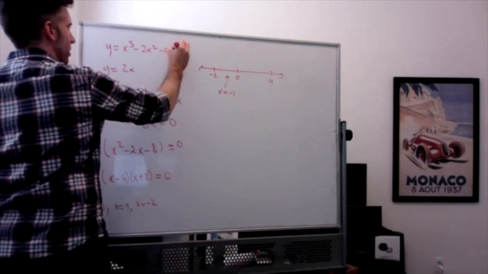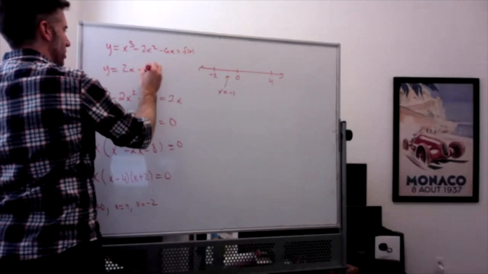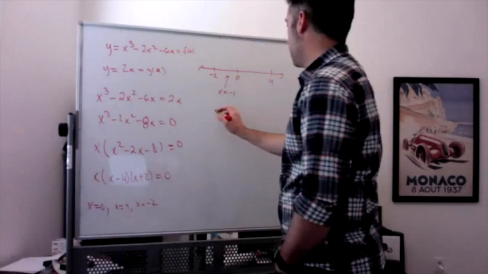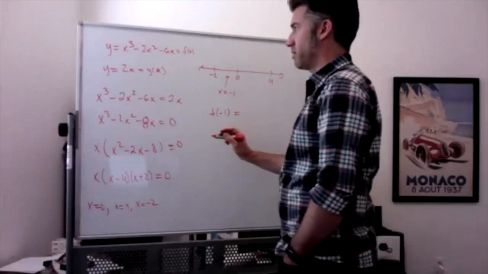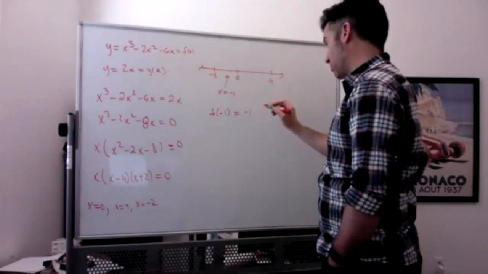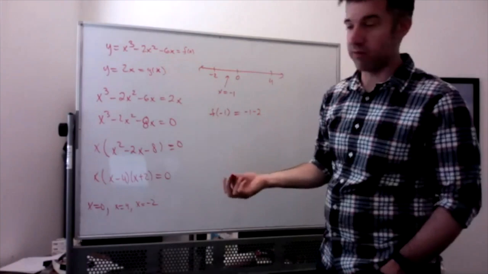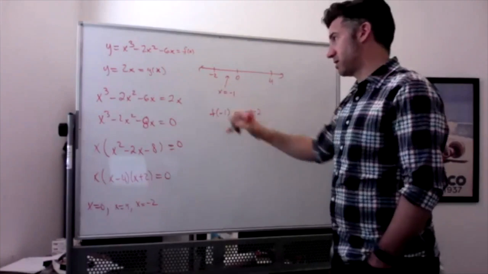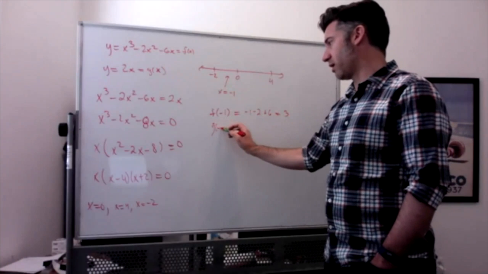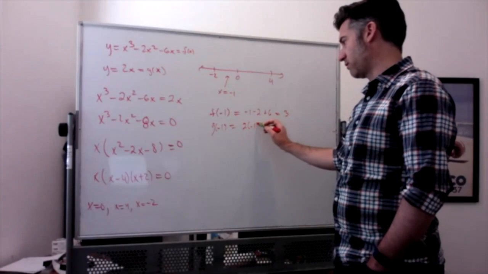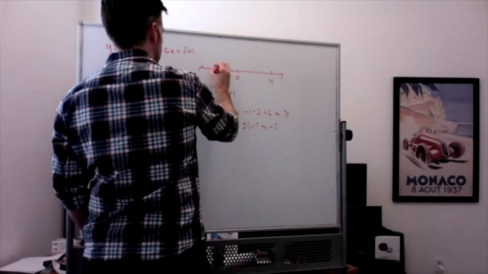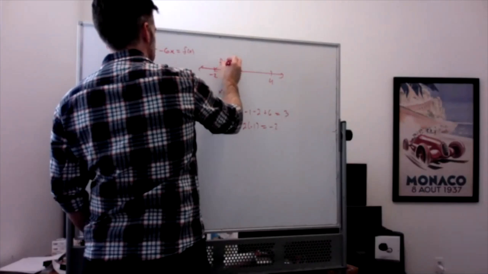I should give these different names. I'm going to call this one f of x and this one g of x, because it makes it easier. f of negative 1 is negative 1 cubed, which is negative 1, minus 2 times negative 1 squared, which is minus 2, because negative 1 squared is still positive 1, and negative 2 times 1 is negative 2. Then minus 6 times negative 1 is plus 6. So you get minus 3 plus 6, which is 3. And g of negative 1 is 2 times negative 1, which is negative 2. So f is bigger on this interval, from negative 2 to 0.